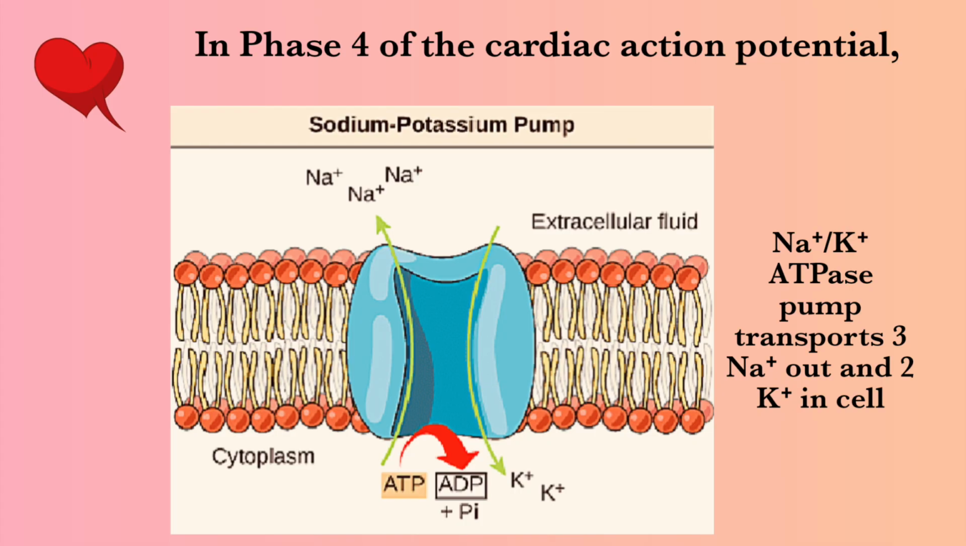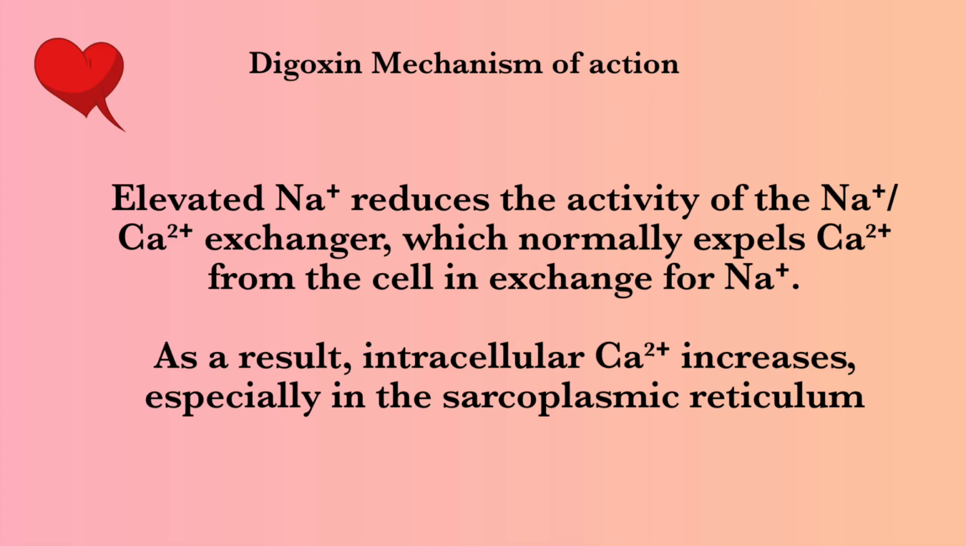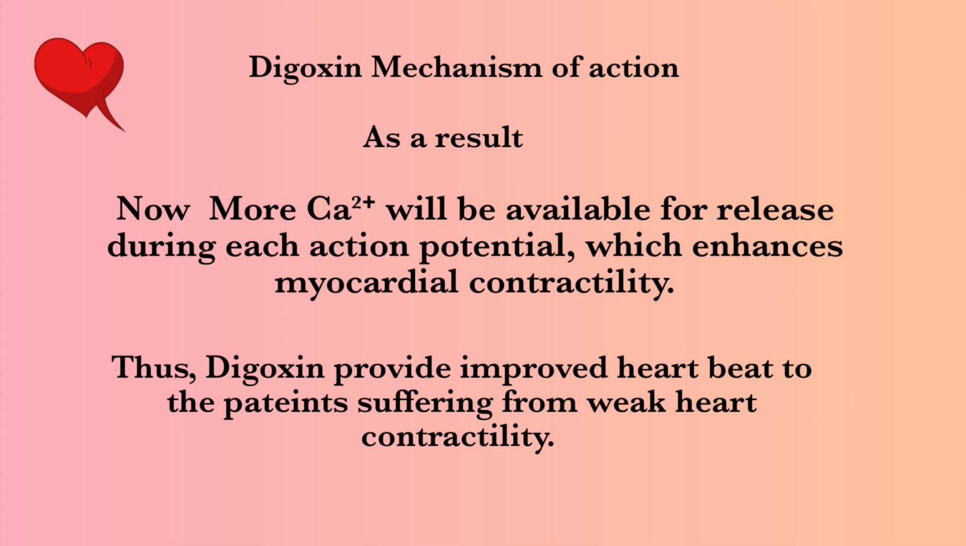So when digoxin inhibits the sodium-potassium ATPase pump, the level of sodium inside the cell increases. Elevated sodium reduces the activity of the sodium-calcium exchanger pump, which normally expels calcium from the cell in exchange for sodium. As a result, intracellular calcium increases, especially in the sarcoplasmic reticulum. Now more calcium will be available for release during each action potential, which enhances myocardial contractility. Thus, digoxin provides improved heartbeat to the patients suffering from weak heart contractility.